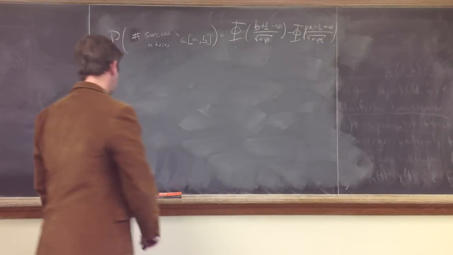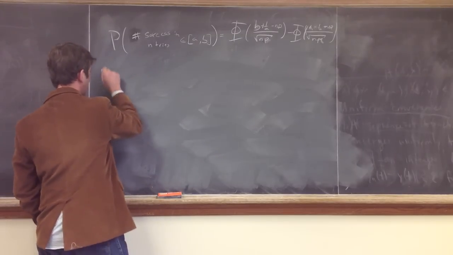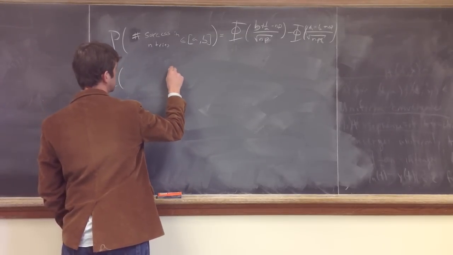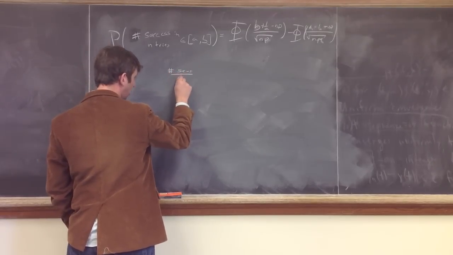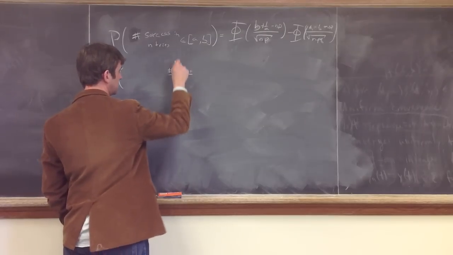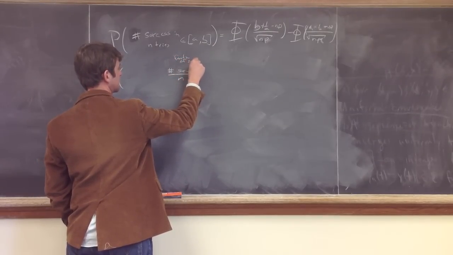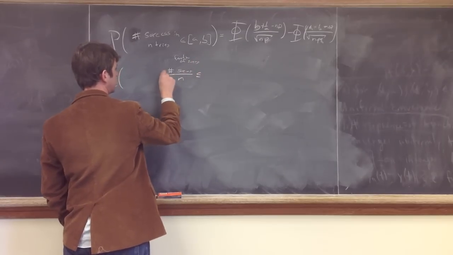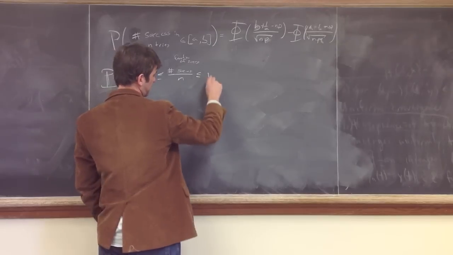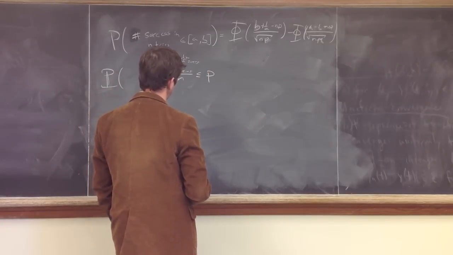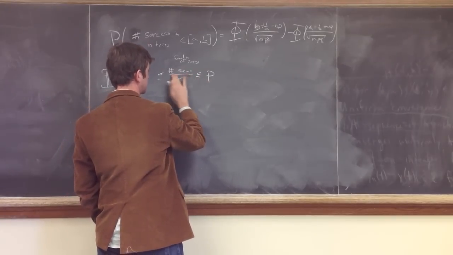Alright. Now let's ask ourselves, what if I want to look at the fraction? Let's say I want the probability that the fraction, so that is the number of successes over n, the fraction of success, differs from what we expect it to be. Well, I expect it to be p, so let me rewrite this slightly.